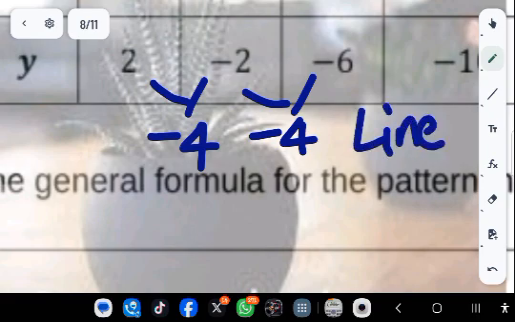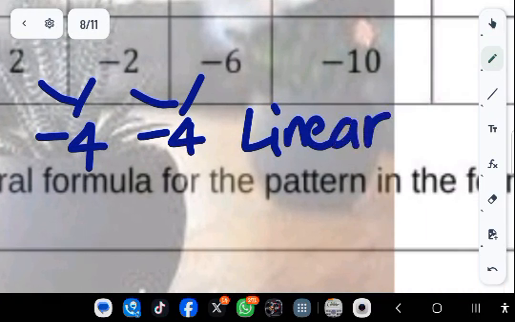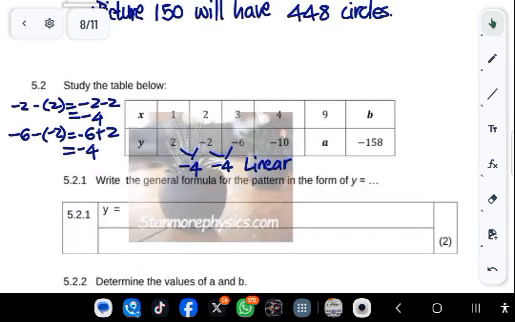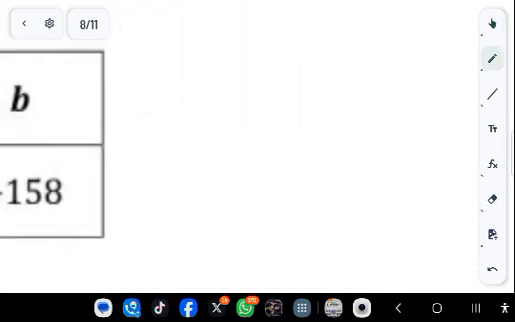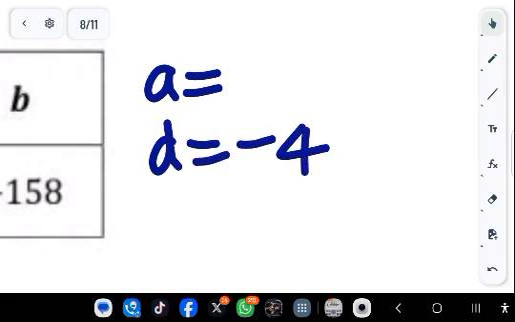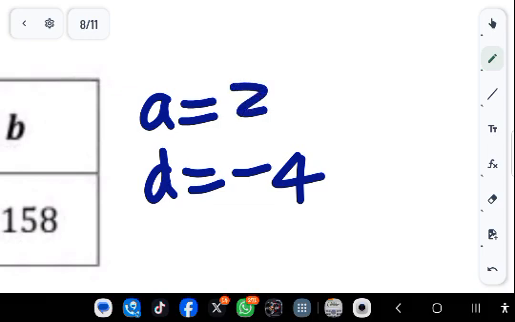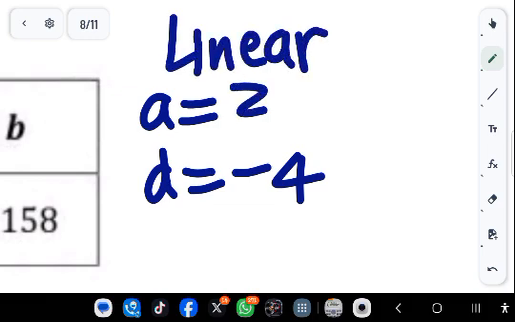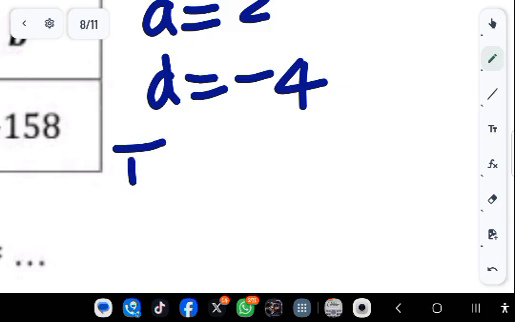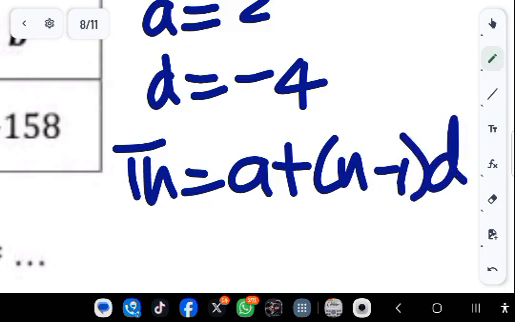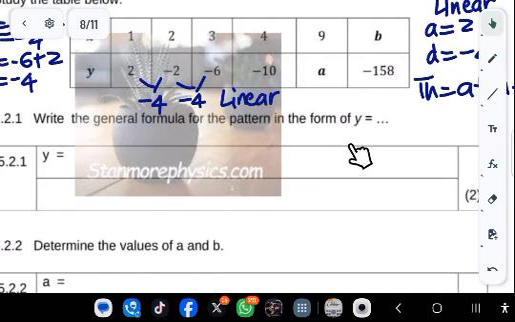This is a linear pattern, and the pattern has the first term as 2, and the constant difference d is negative 4. The first term is 2, the constant difference is negative 4. Linear. And we know this as the pattern Tn equals a plus (n minus 1)d. Right, so let's use this to find the equation. How do we use that?